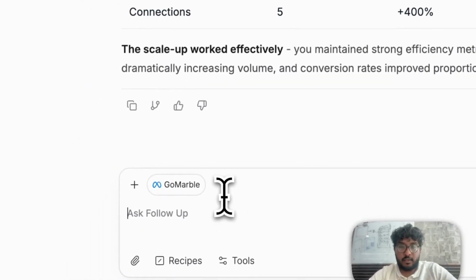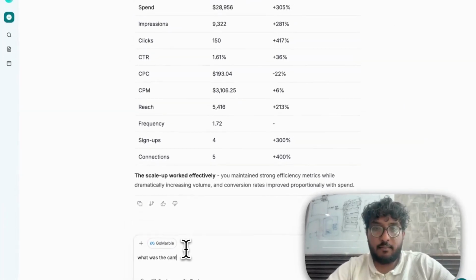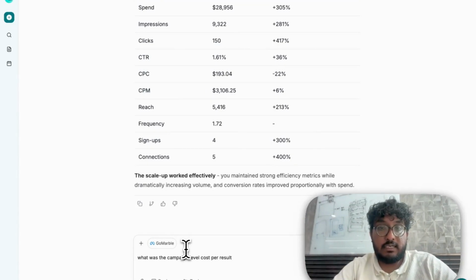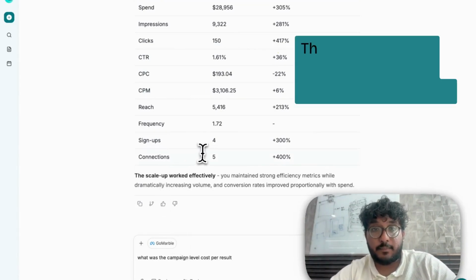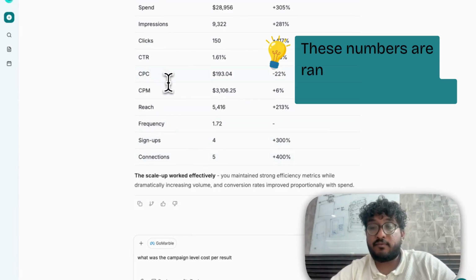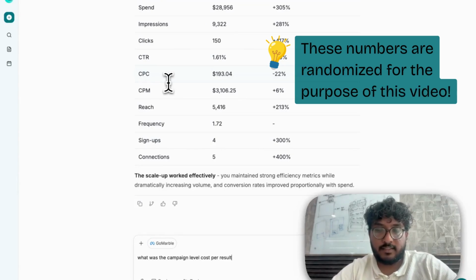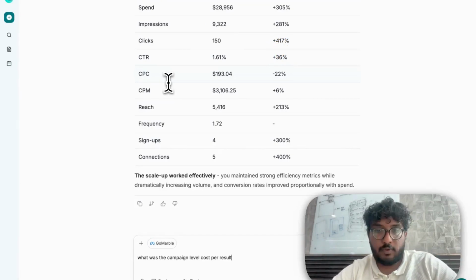I'm asking, okay, what was the campaign level cost per result? Now I can ask for anything. Let's say I want ad level data, or something specific I want to look into. Where did the signups come from? How was the CPM for different campaigns? Which ad set did the best? Whatever I want. Right now I just want to look at campaign level data, so I'm going to ask, what was the campaign level cost per result?